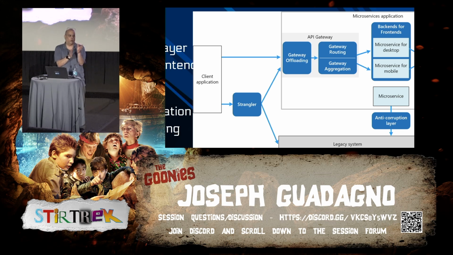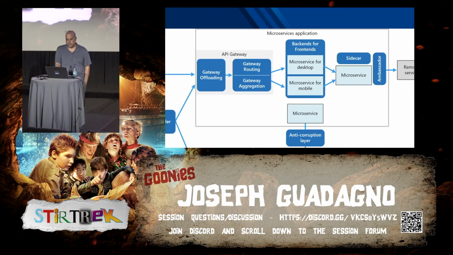It's kind of like your load balancer, your F5 or your Amazon or Azure Front Door. Gateway routing is just that. It's taking your calls and sending them off to the correct server. And the gateway aggregation is just kind of summarizing all that. We'll come back to the strangler pattern after.